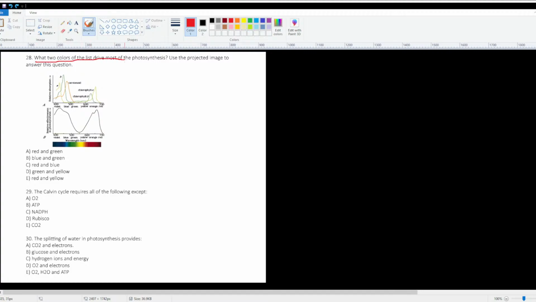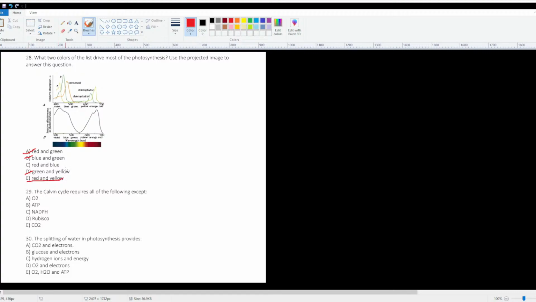So number 28 is asking what 2 colors of the list drive most of the photosynthesis. Think about what color a plant is. Green, right? That means plants are reflecting green light. They are absorbing all that good and powerful red and violet light, all that high energy light. So anything with green, A, B, D, are all incorrect, because when we see a plant, we are seeing green. The chloroplasts are reflecting green into our eyes.